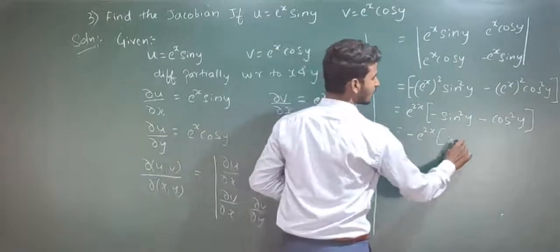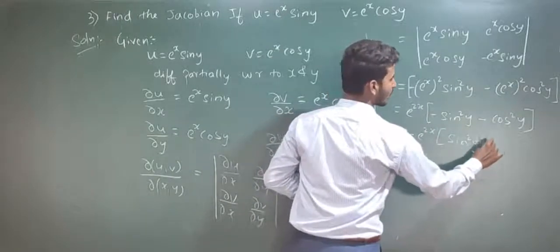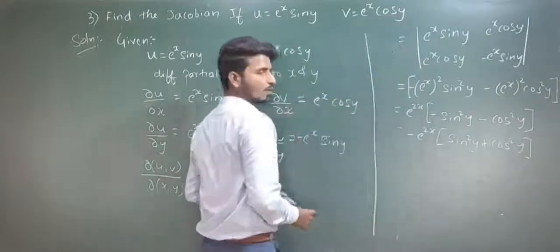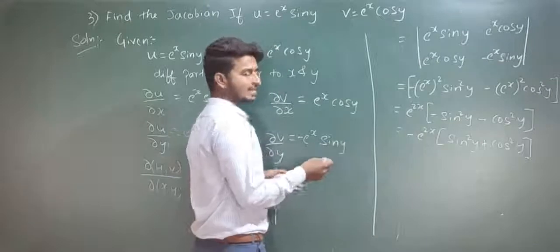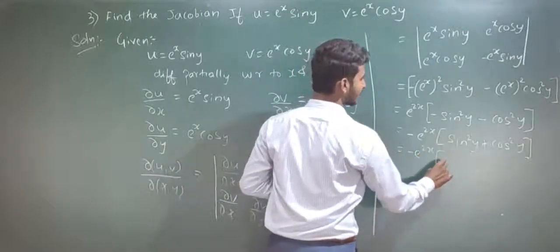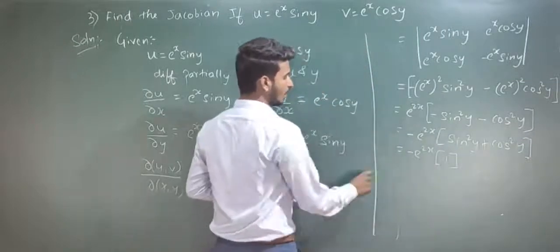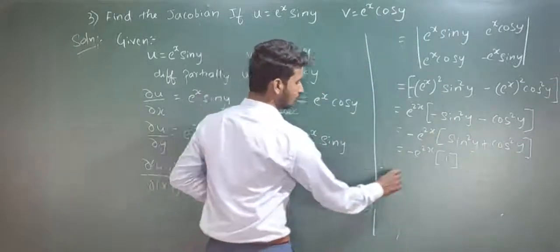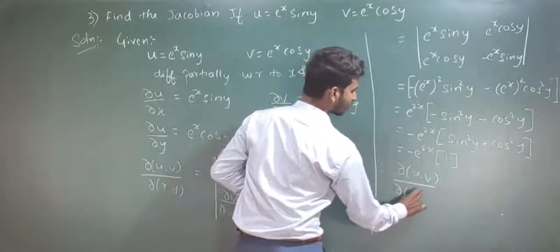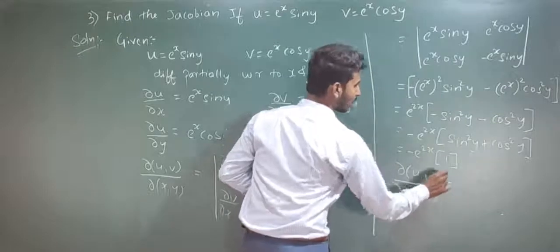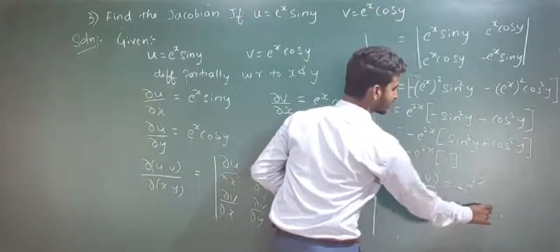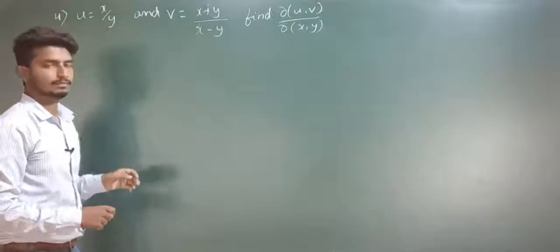The remaining terms are sin square y plus cos square y, and the formula cos square y plus sin square y is equal to 1. That is minus e raised to 2x, and this value is 1. Therefore the Jacobian dou of u comma v divided by dou of x comma y is equal to minus e raised to 2x. This is the value for the Jacobian.